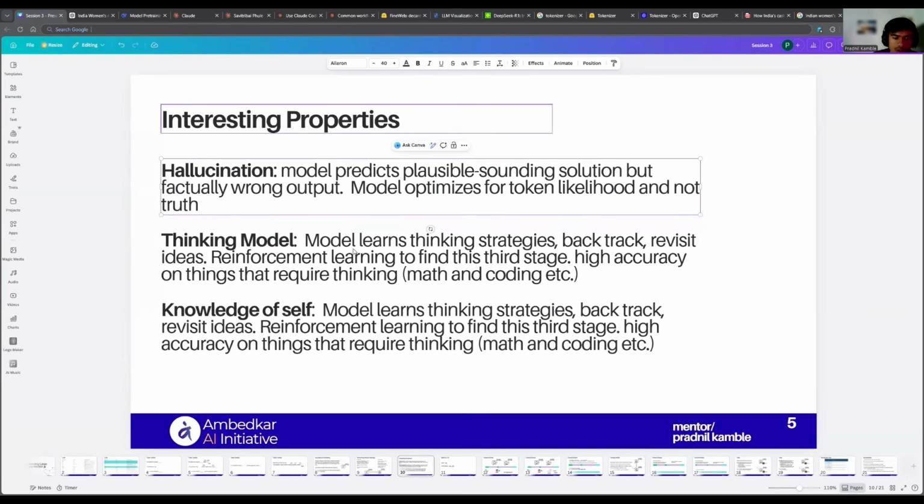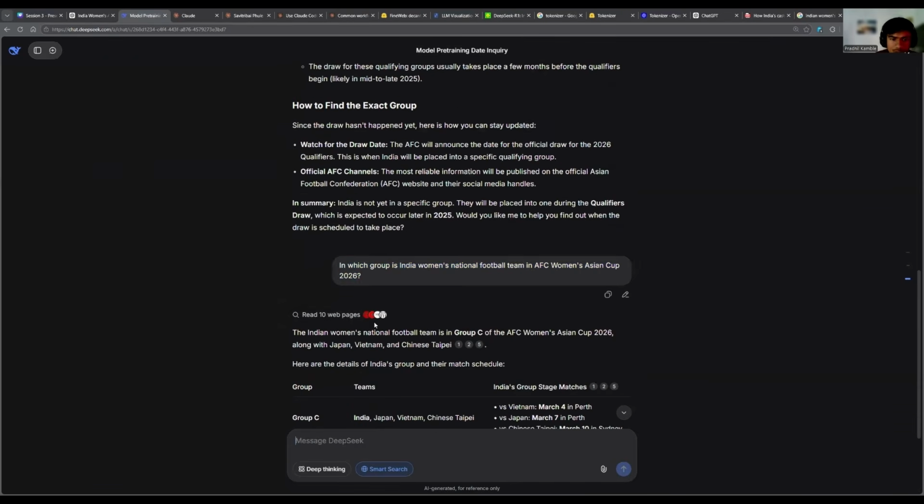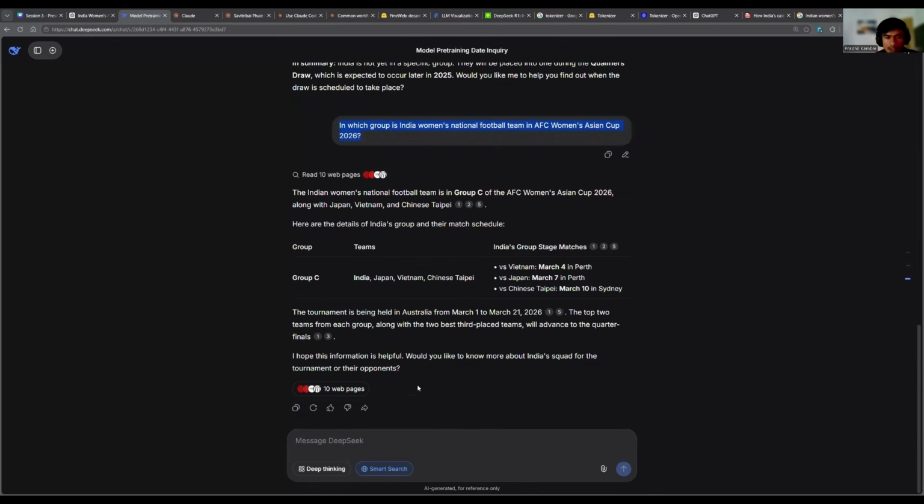Now I want to talk about deep thinking. What's happening with deep thinking? Okay, I'm asking the same question, but I'm removing smart search and I'm checking the deep thinking tab here. And I want to see what is really happening, what the model is deep thinking now.